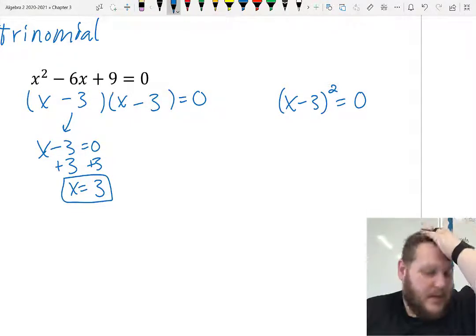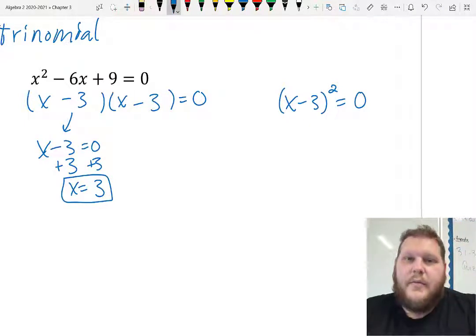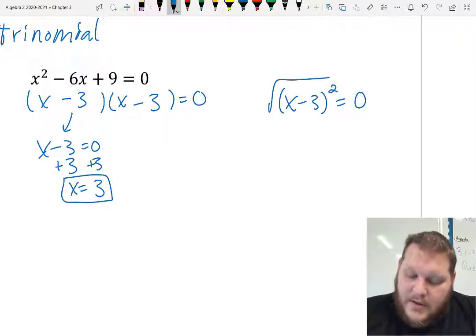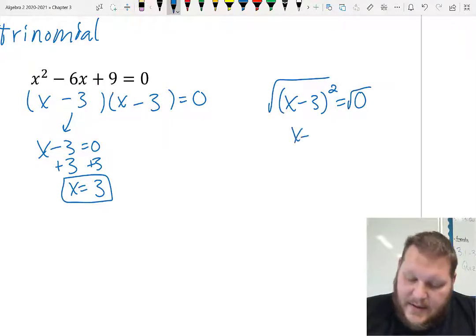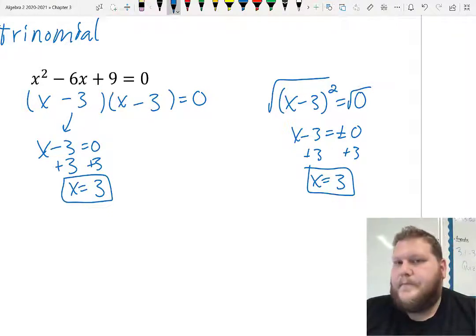which, again, now we had problems like this on the 3.1 homework, where here I could just take the square root to both sides instead of going through and doing the factoring process. x minus 3 equals plus or minus 0, which is just really 0. So when I add 3, I once again get positive 3 for my solution.